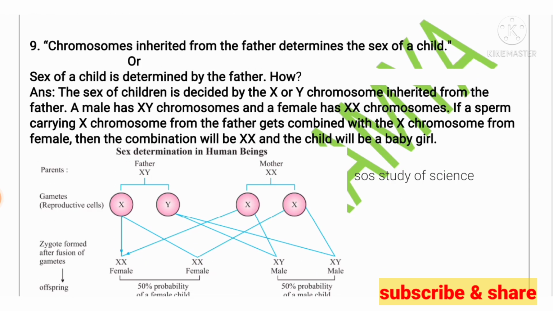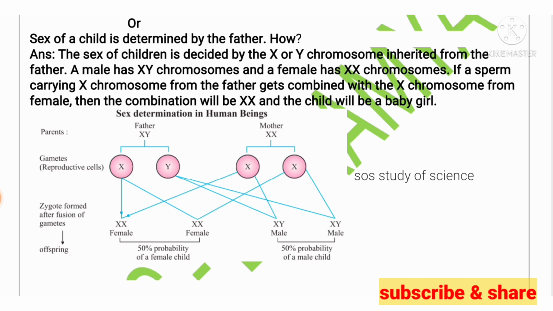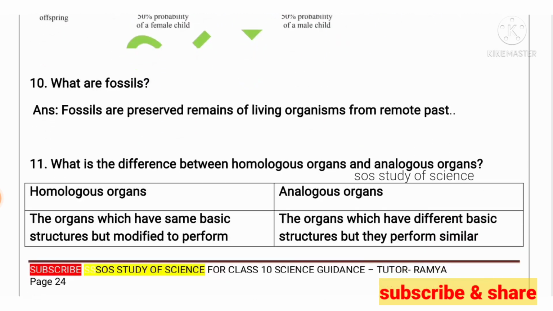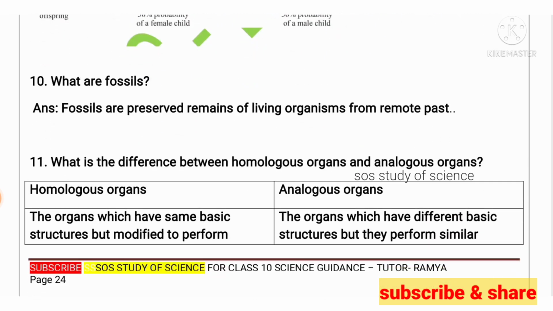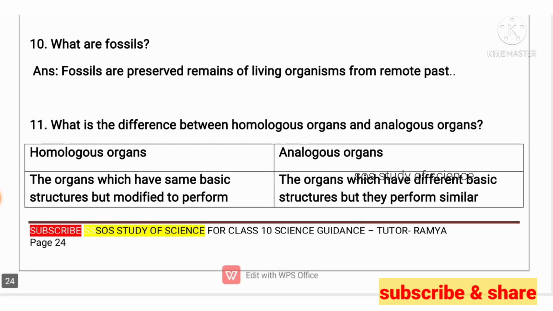Here is also a schematic representation. Those who cannot describe it in words can also write this schematic representation. You will get the marks. Yes, this is an expected question. Moving to the 10th question: what are fossils? I already told you about fossils. Fossils are the preserved remains of living organisms from the remote past. Why do I say remote past? Because it is the product of several million or several thousand years ago. Fine.